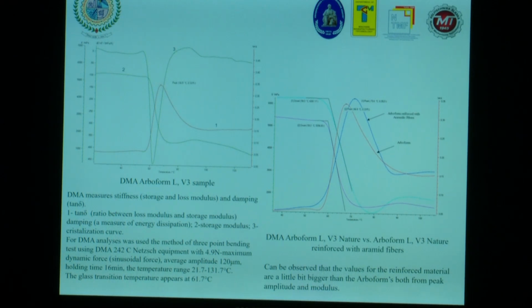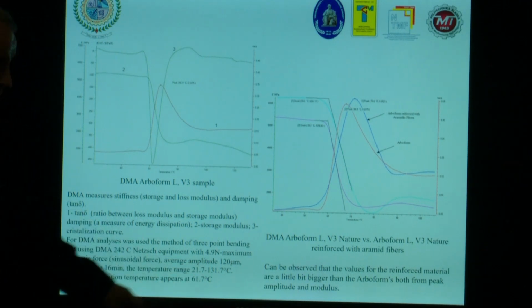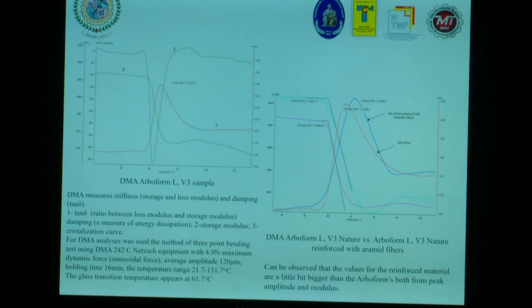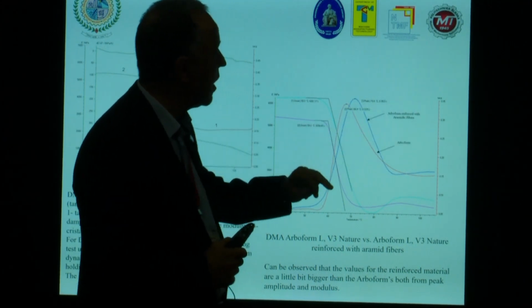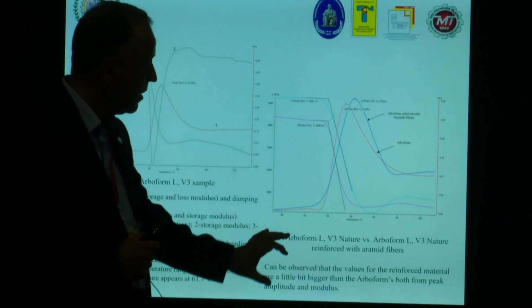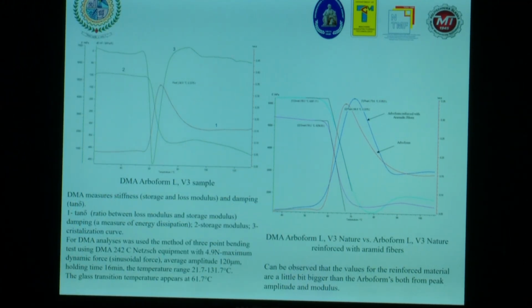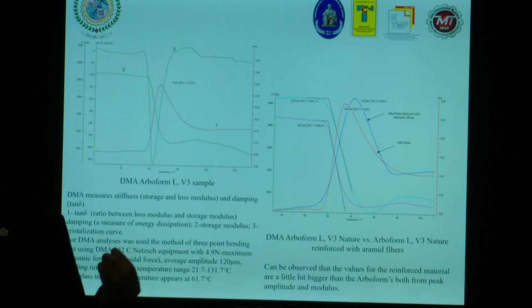If you want to read more about the method and the detailed results, of course, you can check my papers in different journals and see the deeper comments about the results. This is important, because the DMA analysis shows us the glass transition temperature, which in this case appears at 61 Celsius degrees. In the case of our material reinforced with aramid fiber, you can see the behavior is more or less the same. The blue one is the material reinforced with aramid fibers, and the red one is the base material. So the behavior is the same. This is quite good from our point of view, because from the DMA analysis we have the same results, the same behavior of the damping and the modulus for the material reinforced with aramid fiber.